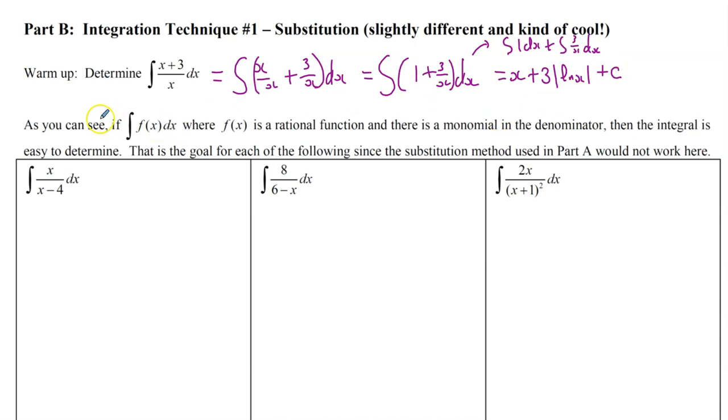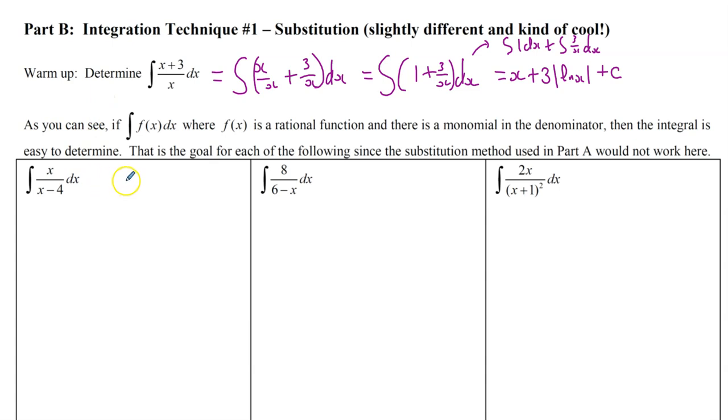As you can see, if the integral of f(x) dx, where f(x) is a rational function, has a monomial denominator, the integral is easy to determine. So that is the goal for each of the following, since the substitution method used in part A would not work here. So we want to get a monomial denominator.